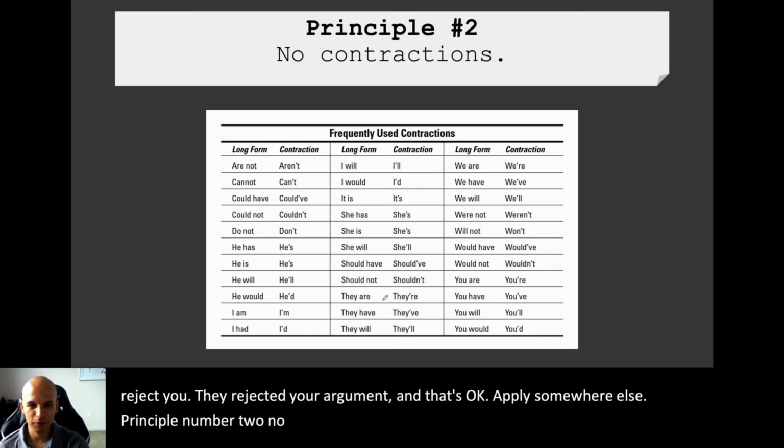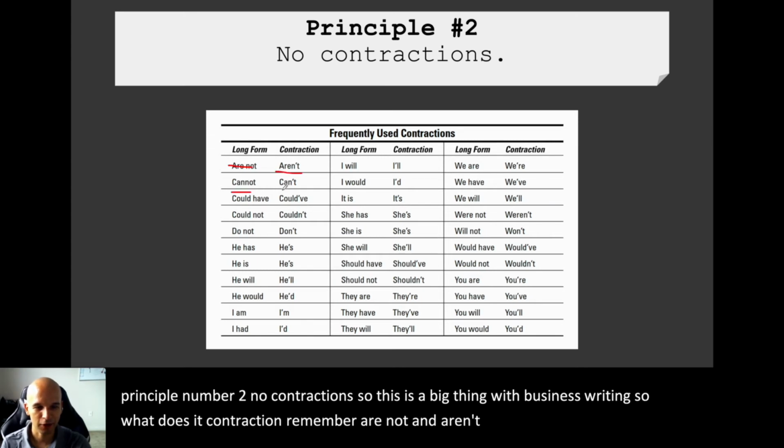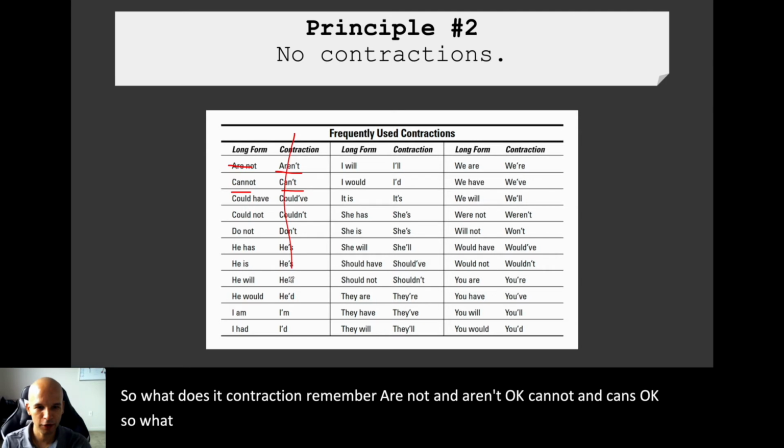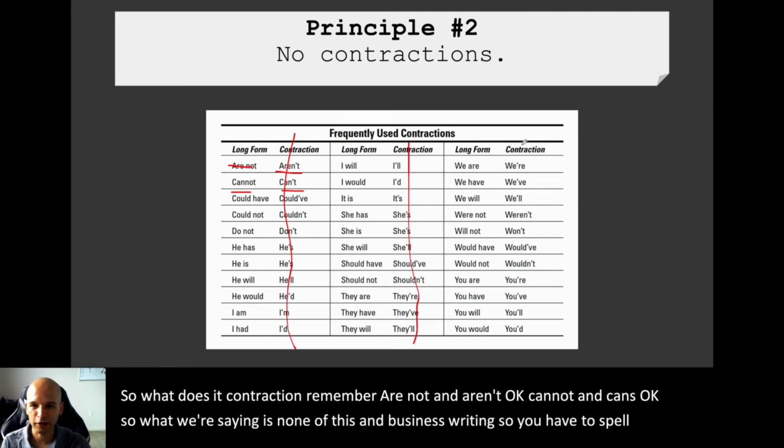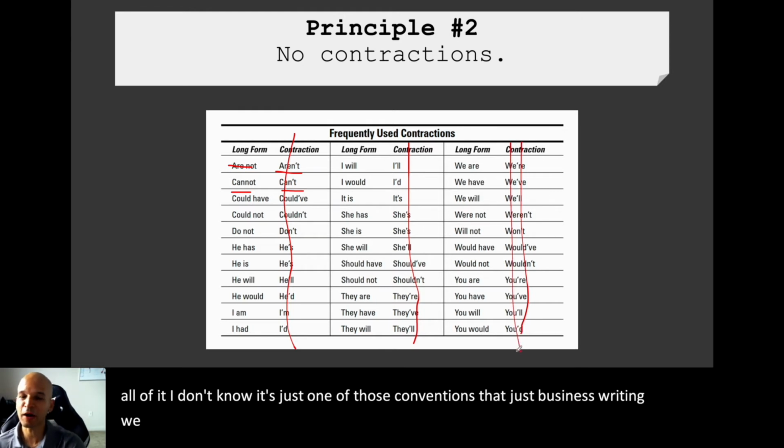So this is a big thing with business writing. So what is a contraction? Remember, "are not" and "aren't," okay? "Cannot" and "can't." Okay, so what we're saying is none of this in business writing. So you have to spell out all of it. I don't know. It's just one of those conventions that's just business writing.